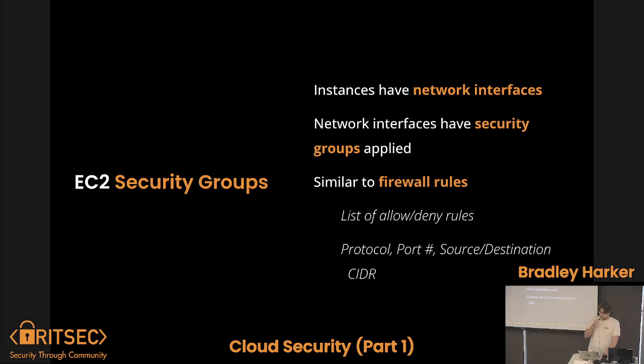Each of these interfaces has security groups applied. They're basically firewall rules. They list allow and deny. You can specify ports, protocols, source and destination IPs, IP ranges, etc. There's a lot of configuration, but you specify exactly what traffic can and cannot flow through this network interface. This is super important because by default, no traffic is allowed through a network interface for security reasons. You have to explicitly define what you want to allow.